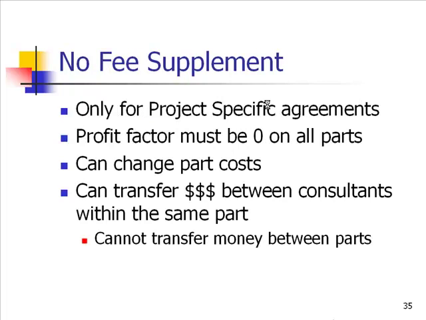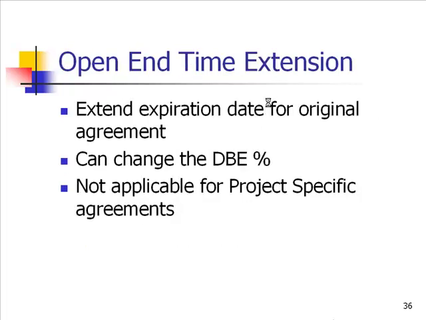The no-fee supplement is only for project-specific agreements, and the profit factor must be 0 on all parts. You can change the part costs and can transfer money between consultants within the same part. But you cannot transfer money between parts. For an open-end time extension, you can extend the expiration date for the original agreement and change the DBE percentage. And this is only for open-end agreements. It's not applicable for project-specific agreements.